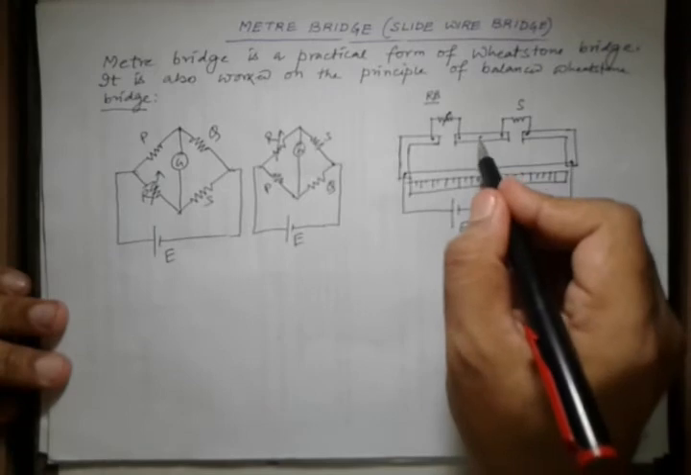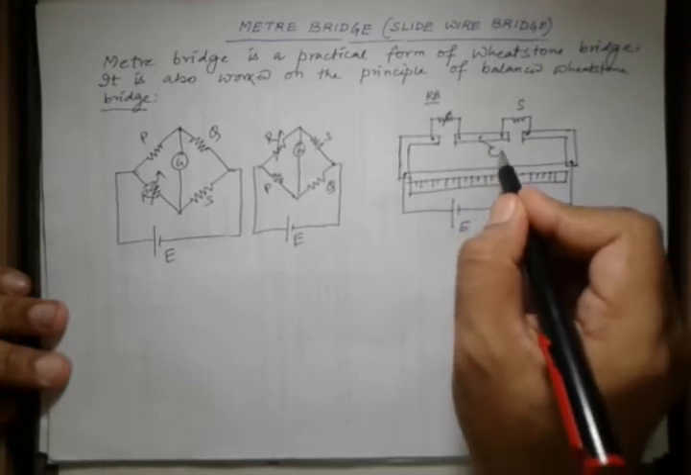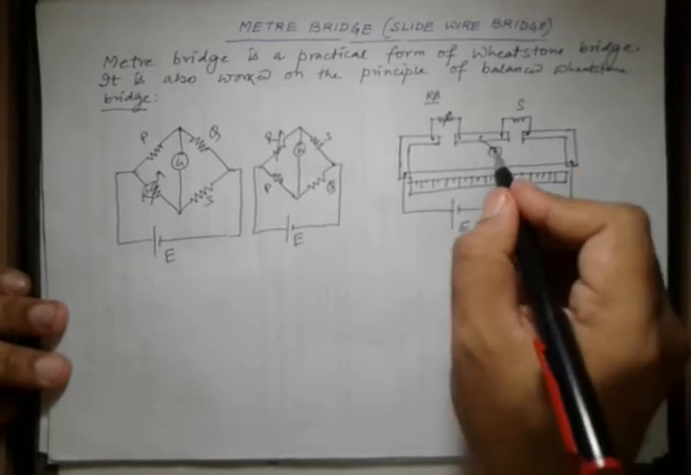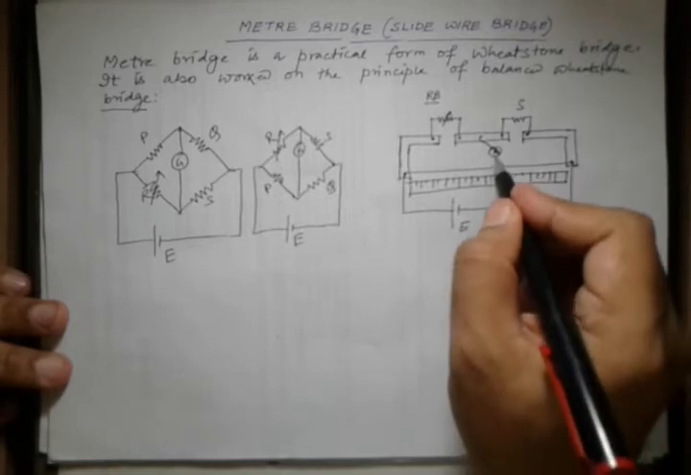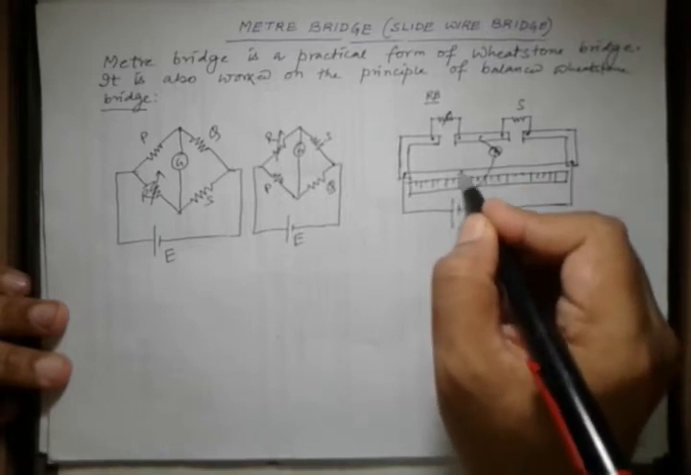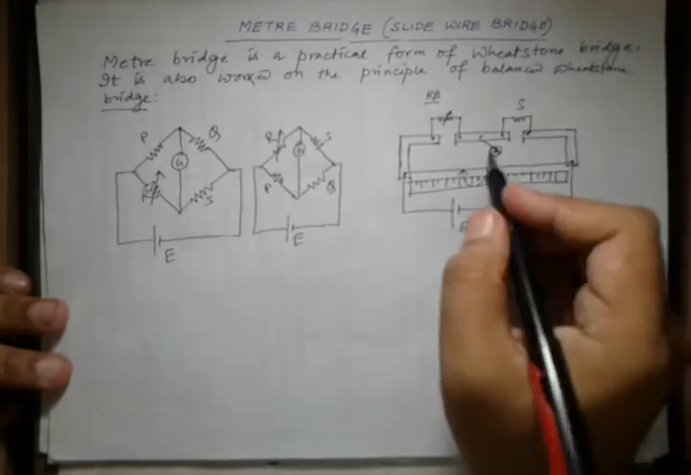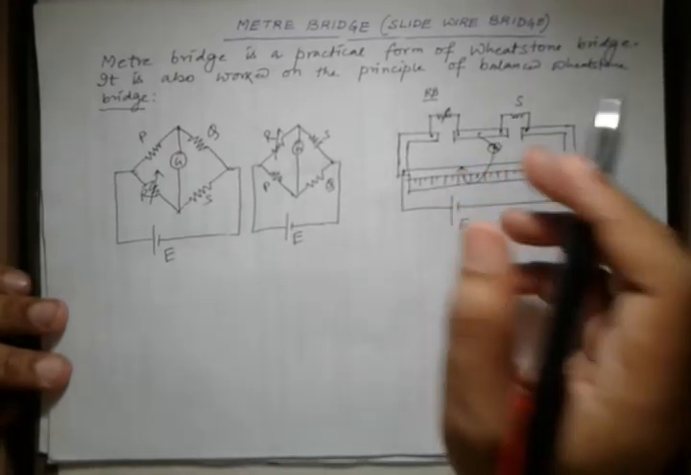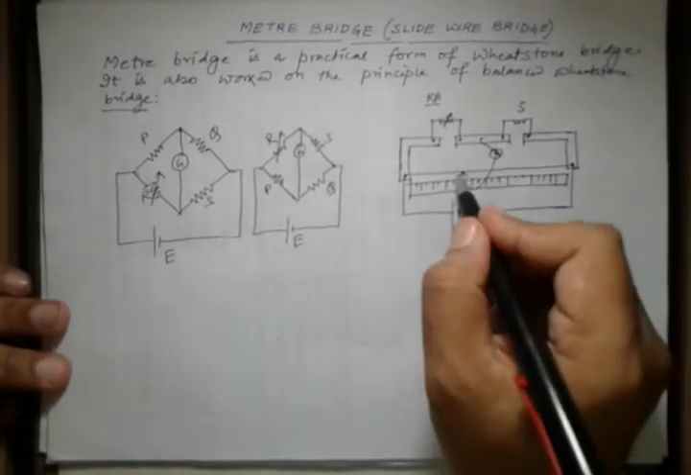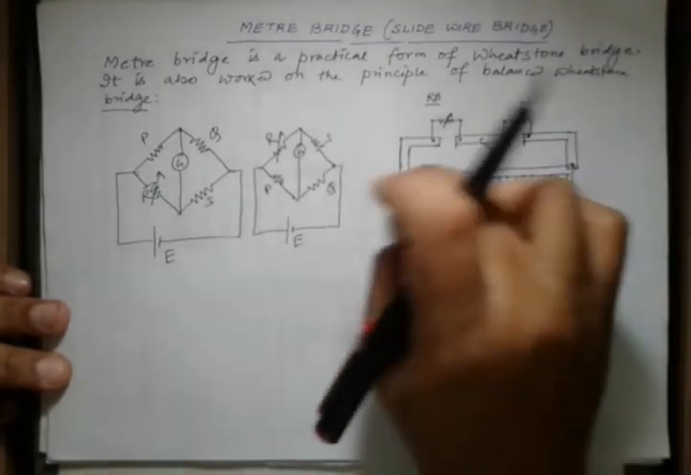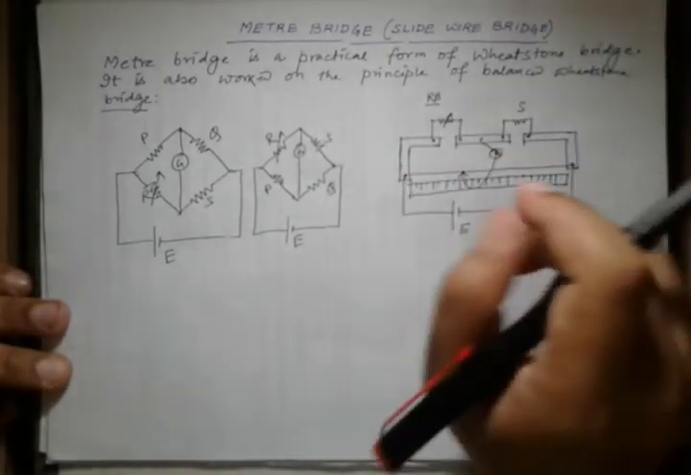So see, in this case, a galvanometer will be connected to here. This is the galvanometer, and a jockey will be connected. It's a movable wire, and this is called the jockey. Jockey means which can change. What can it change? It can change the length. So it's called jockey.